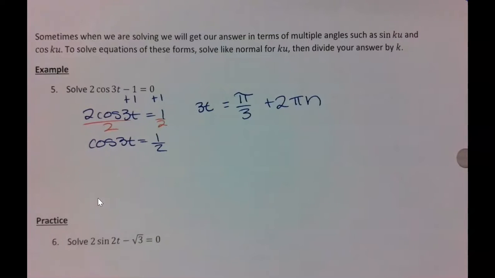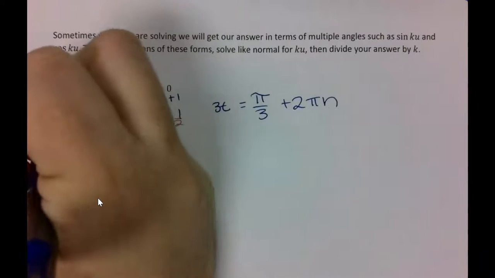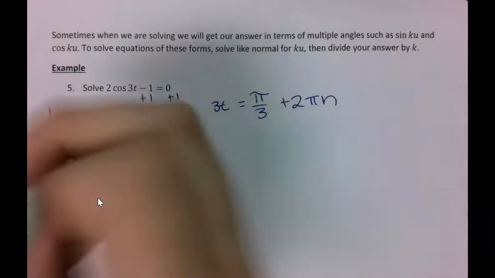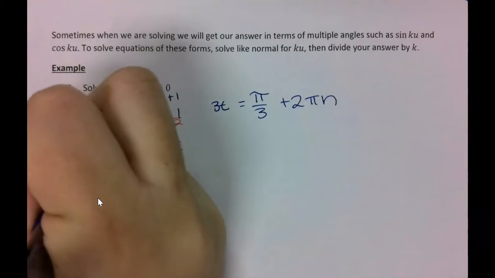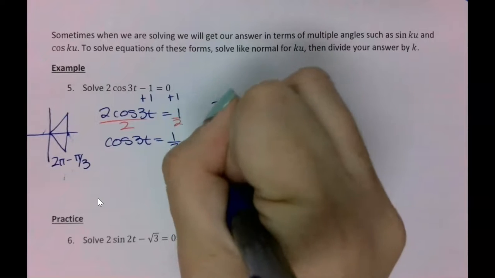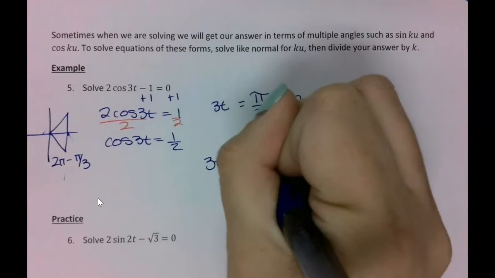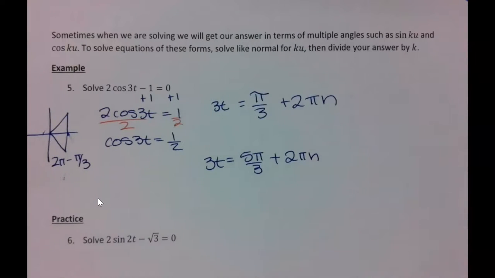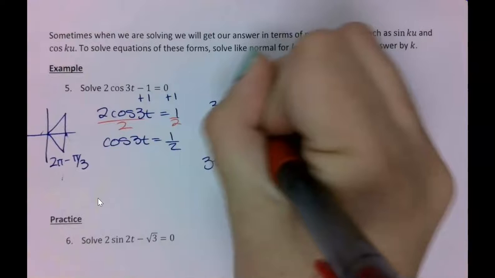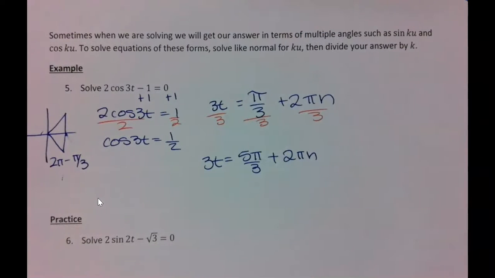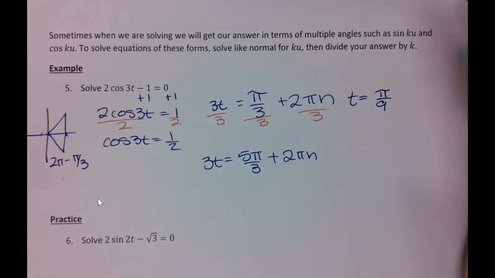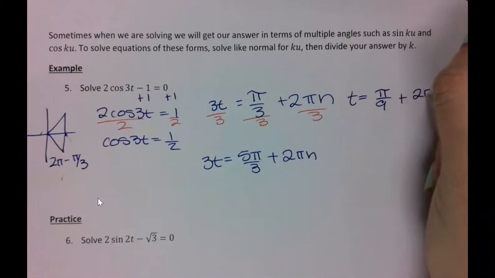But remember, cosine is positive in 2 quadrants. It is positive here and down here. So I found that pi thirds. I also need to find the angle in the 4th quadrant, which is, remember, 2 pi minus the pi thirds, which will give me 5 pi thirds. So then I want to go ahead and isolate t on both these equations. On the first one, I'm going to divide everything by 3. Pi thirds divided by 3 will give me pi ninths. And then on the second part, I'm just going to leave that as a fraction over 3.